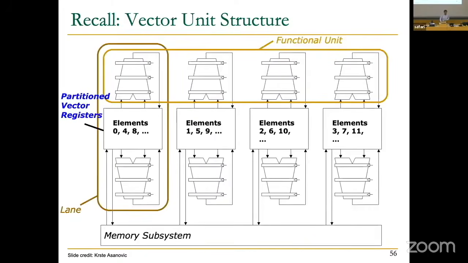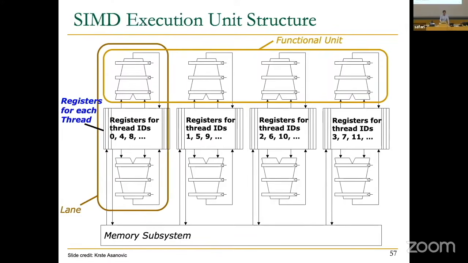Okay, so go back to the vector unit structure that we have seen. This is the vector processor. We partitioned the vector registers, we created lanes. We said elements 0, 4, 8 are over here. Elements 1, 5, 9 are over here, and so on. We have the same structure in a GPU. This is a GPU execution unit structure. Essentially, we have registers for each thread. So thread IDs 0, 4, 8 have their registers over here. The thread IDs 1, 5, 9 have their registers over here, and so on. So we partition the register file across threads, essentially.